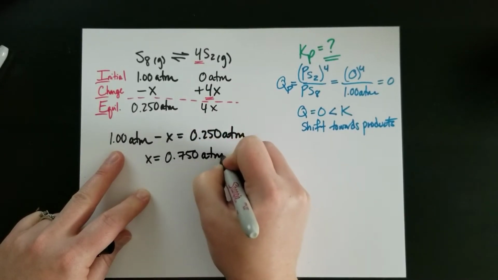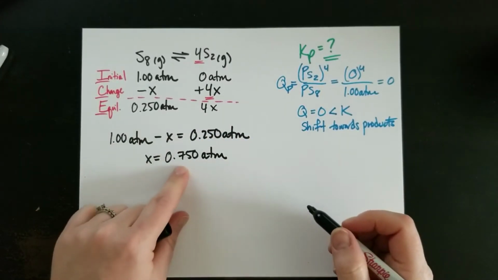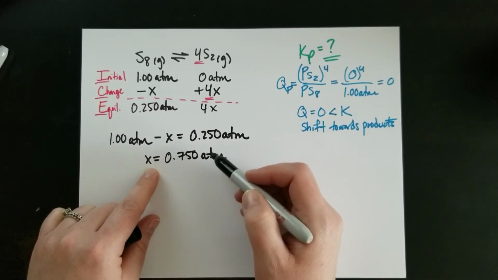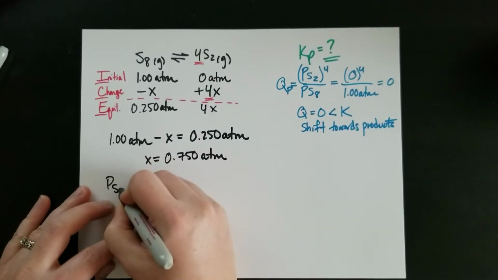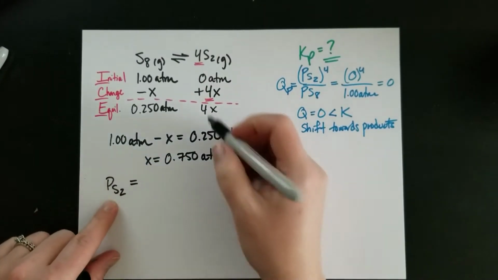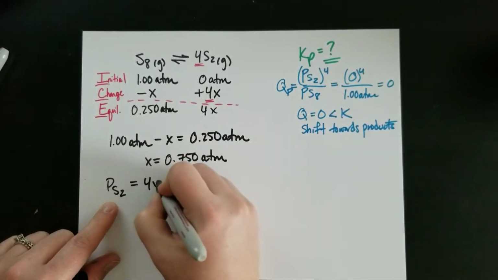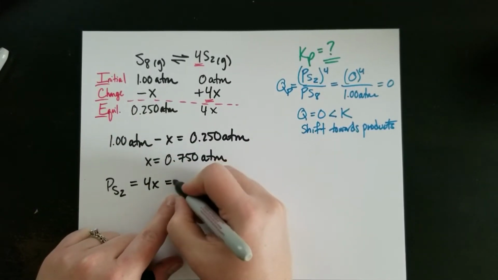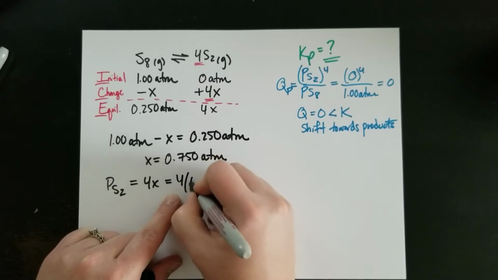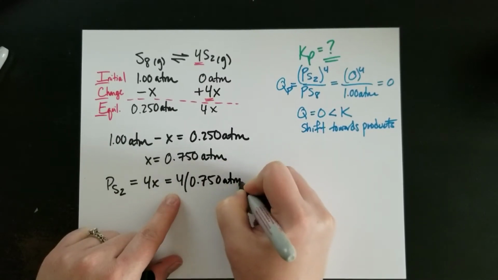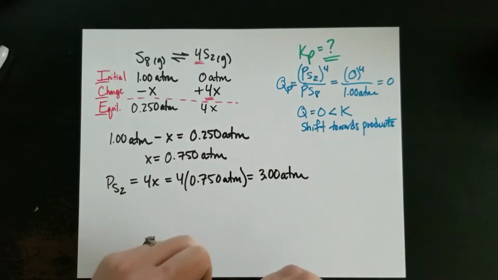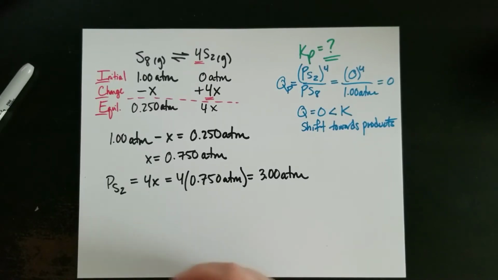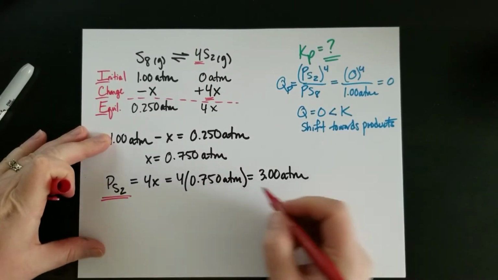And so now if I solve for x in this situation, I'm going to get that x is equal to 0.75 atmospheres. All right, well, if I know what x is, now I know how to solve for my S2 partial pressure, right? So the partial pressure of S2 at equilibrium is going to be equal to 4 times x. And if I know that x is 0.75, 4 times 0.75 is going to be equal to 3 atmospheres.